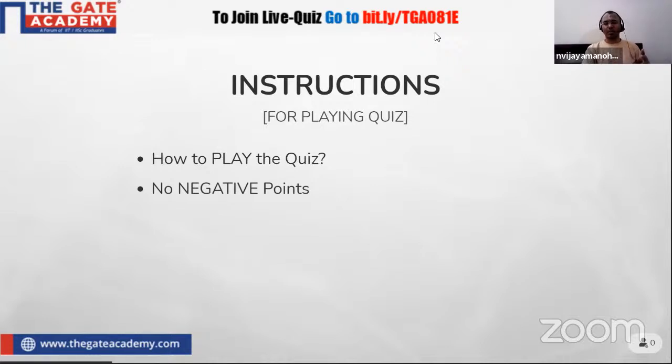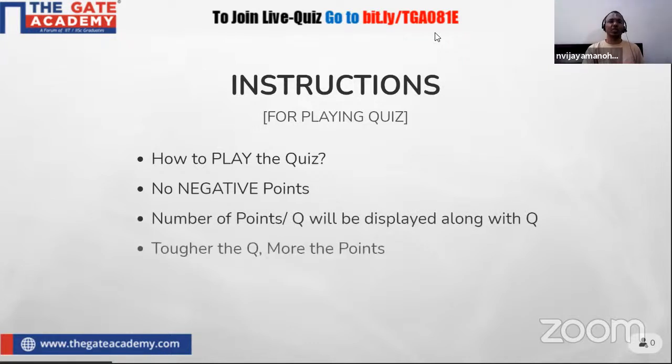All the questions are going to be either multiple choice or of NAT type, that's a numerical answer type of question. You have to key in the number in case of a NAT question, and select the option in case of a multiple choice question. Only one option will be correct. Tougher the questions, more the points. The number of points per question will be displayed along with the question. And of course, there is a prize for your smartness. If you're sharp and able to solve the problem quickly, the faster you answer, the higher you score. I wish you all the best. Okay, let's get started.